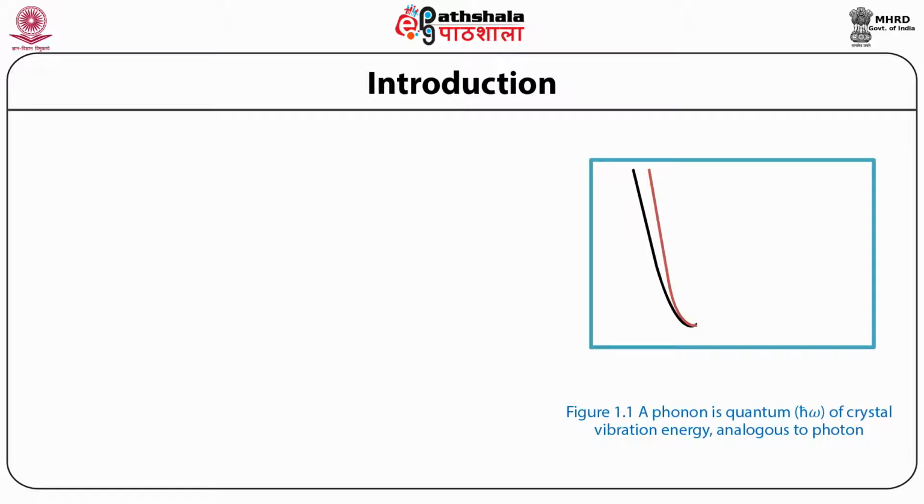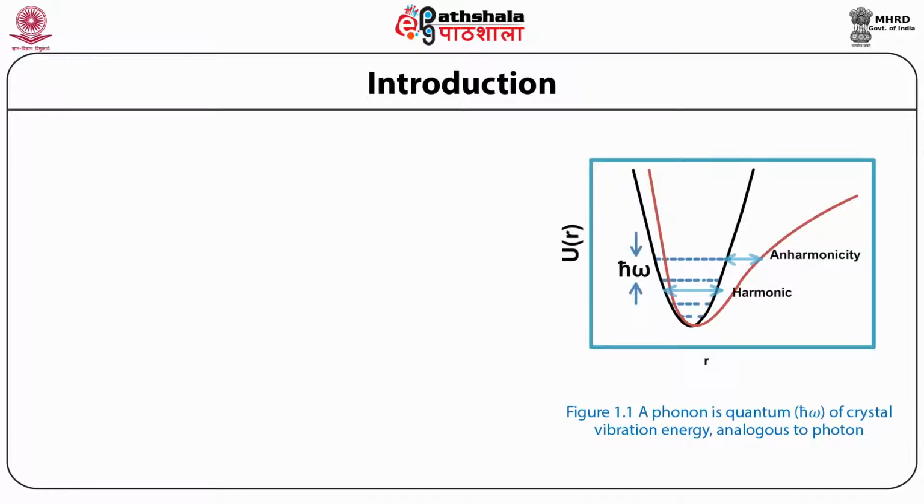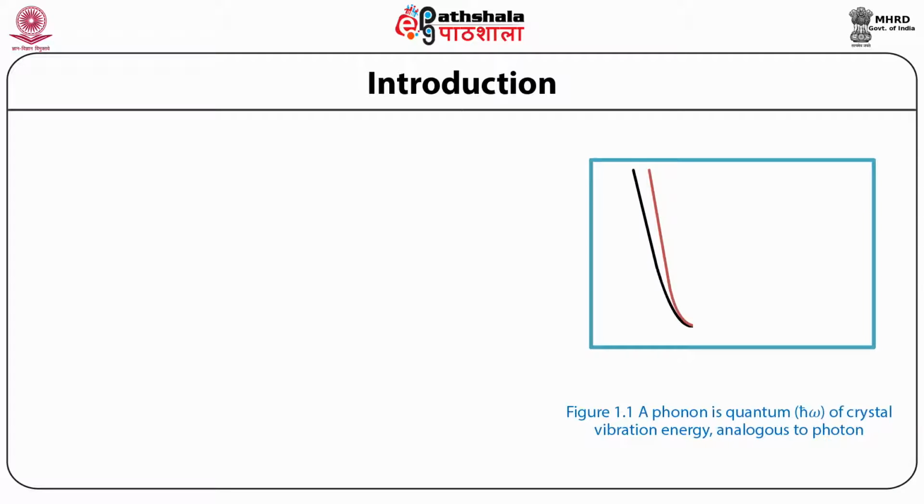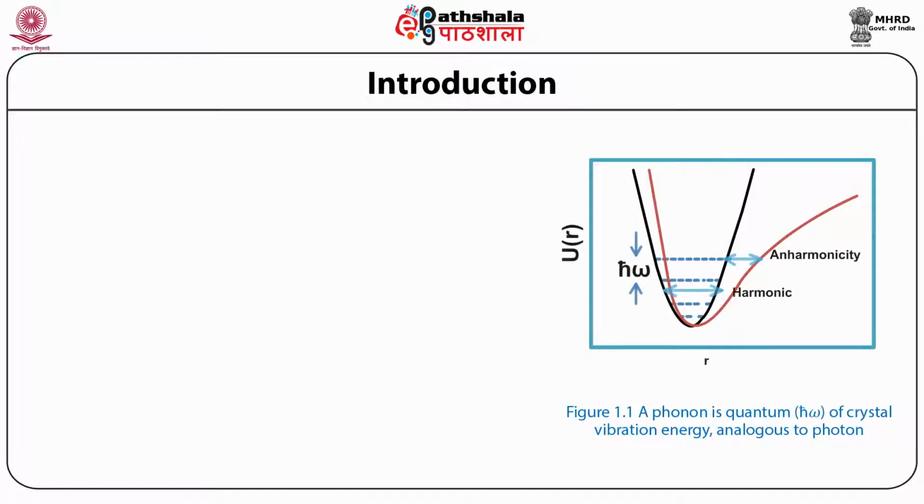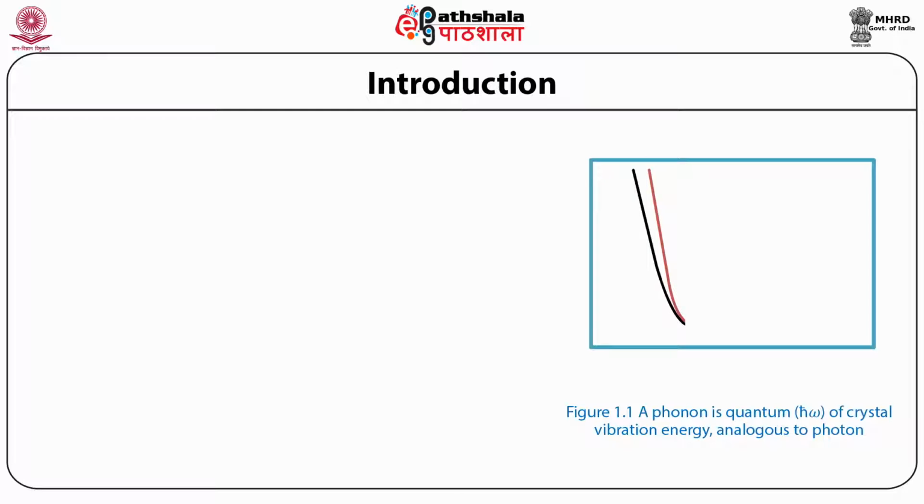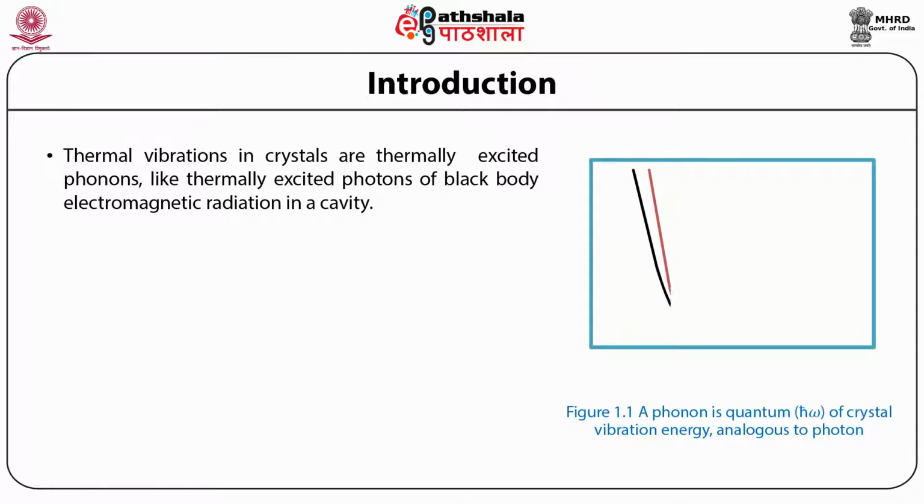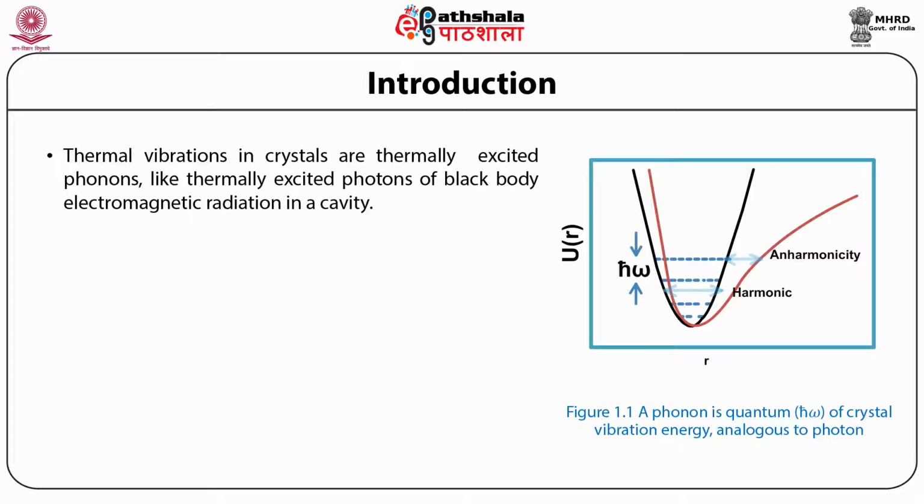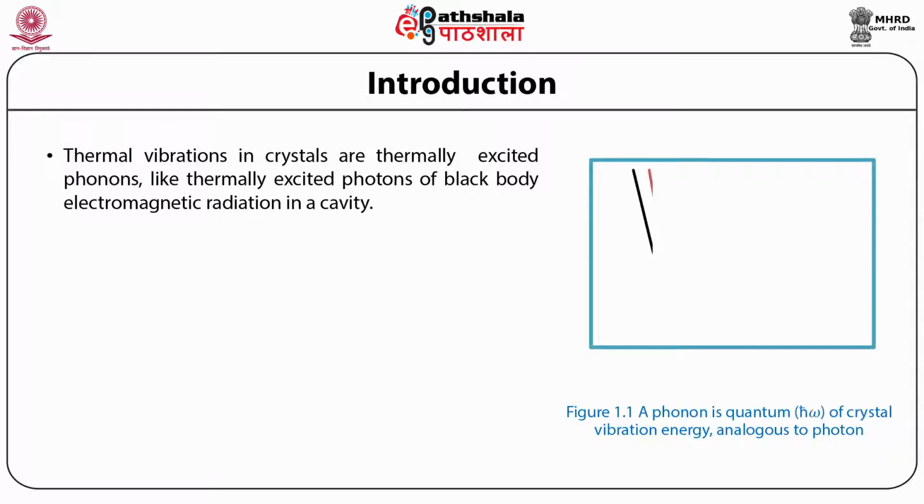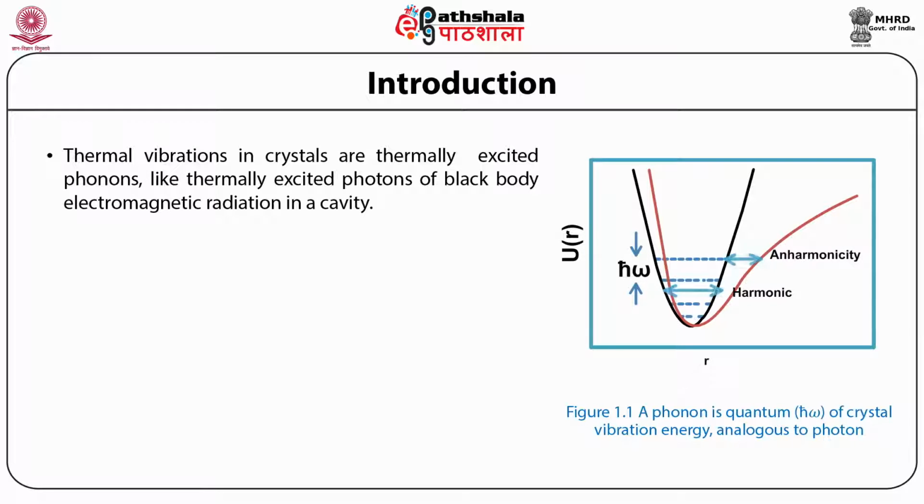As we discussed earlier, harmonicity is an important aspect of these lattice vibrations, because this is an approximation which we already dealt with in the previous module. If you look at the parabolic nature of the harmonic potential, you will see different energy levels given. These correspond to the thermal vibrations in crystals, that is what we are dealing with, and these are thermally excited so-called phonons, or you can simply say the mechanical modes of the lattice, and they are analogous to the thermally excited photons of black body electromagnetic radiation in a cavity, which I would assume you are already familiar with.